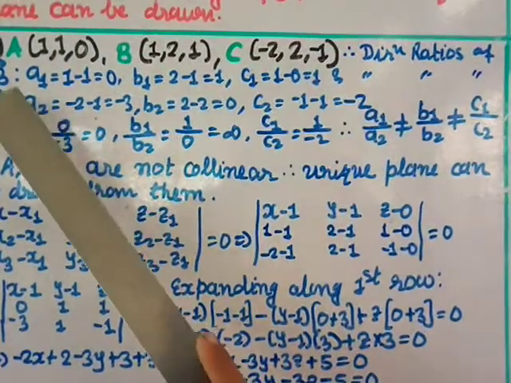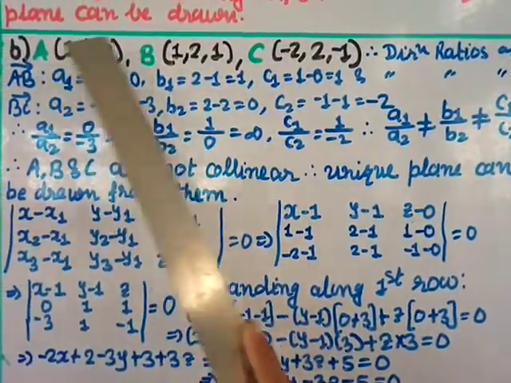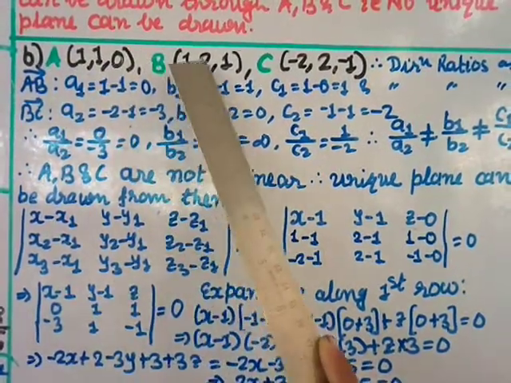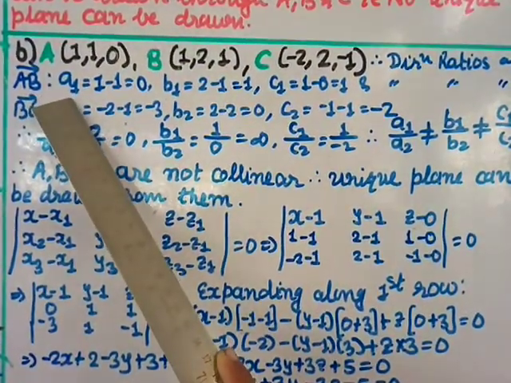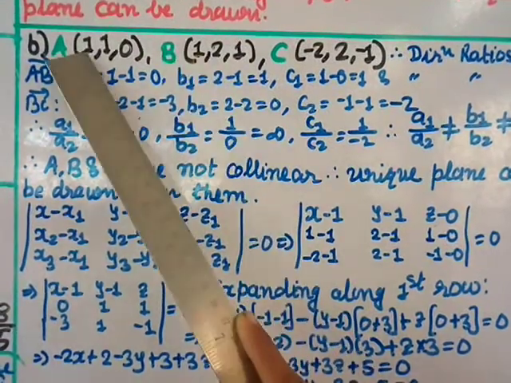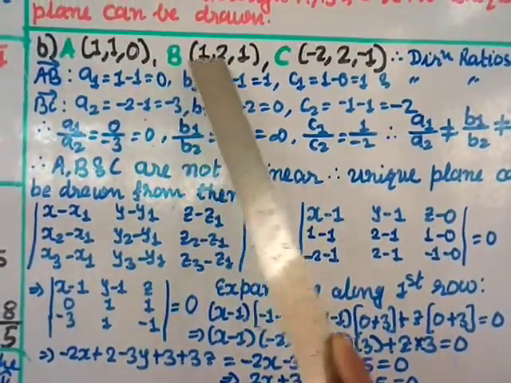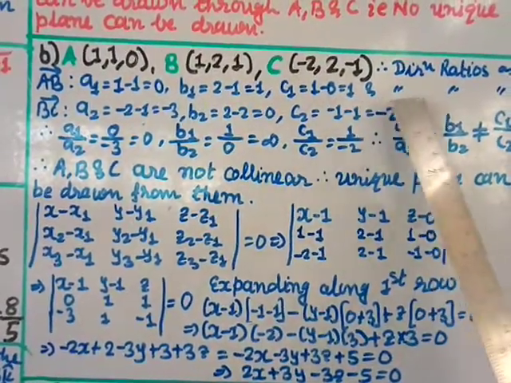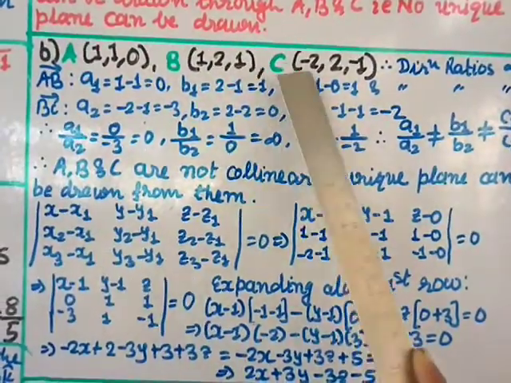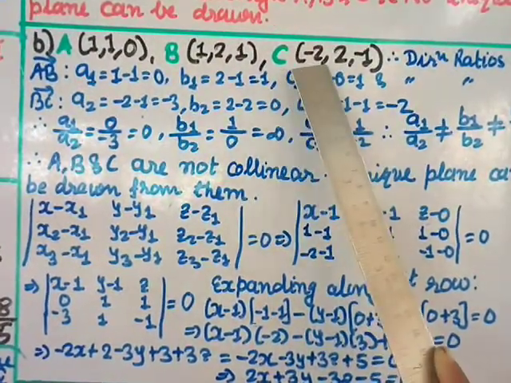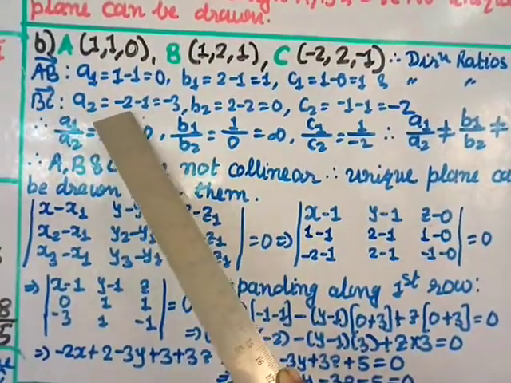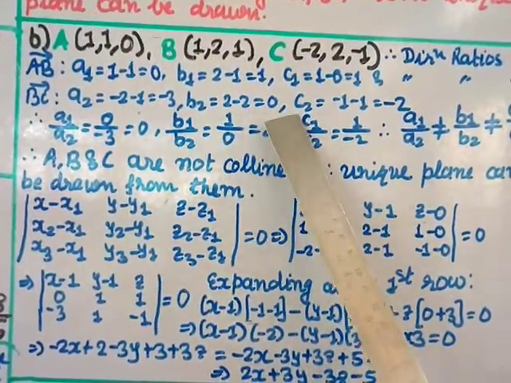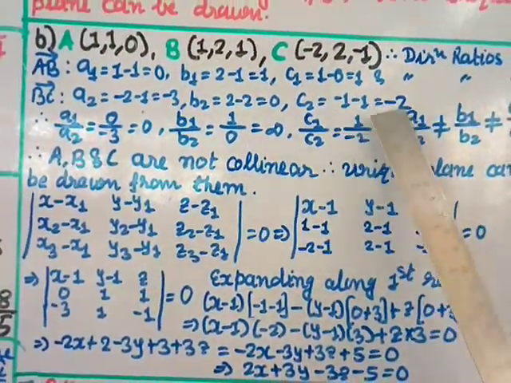So the direction ratio of AB: this minus this, this minus this, and this minus this, right? This is x1, y1, z1, x2, y2, z2. So the first direction ratio A1 is 1 minus 1, equal to 0. B1 is 2 minus 1, equal to 1. C1 is 1 minus 0, equal to 1. And the direction ratio of BC, from these 2 points: A2 is -2 minus 1, which is -3. B2 is 2 minus 2, that is 0, and C2 is -1 minus 1, that is -2, right?